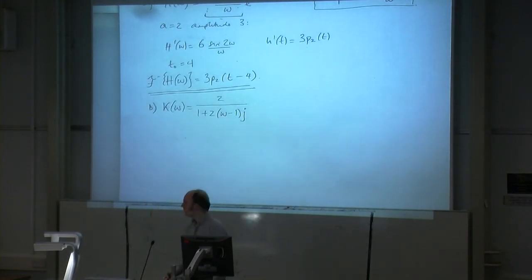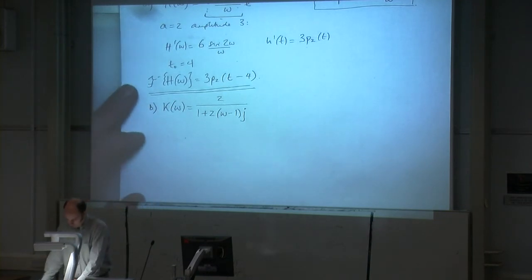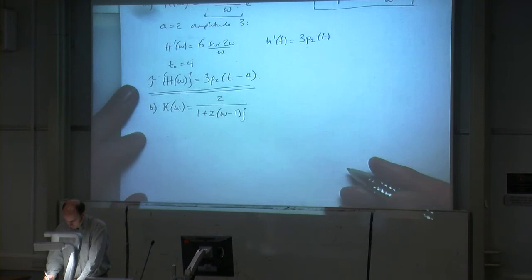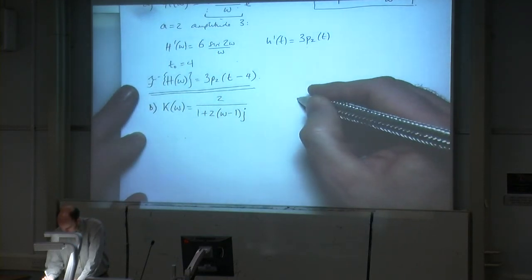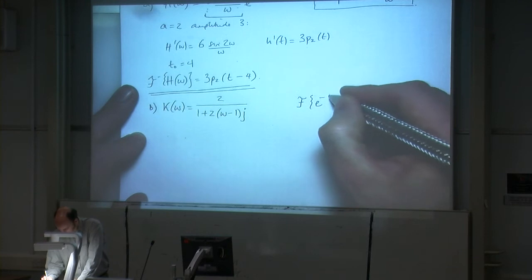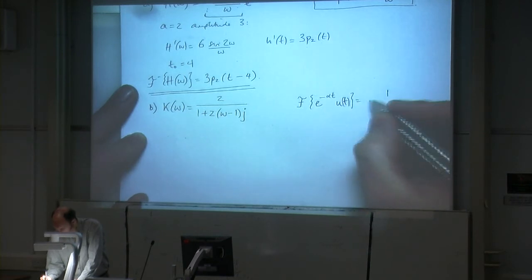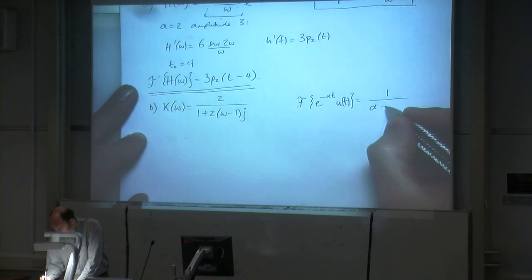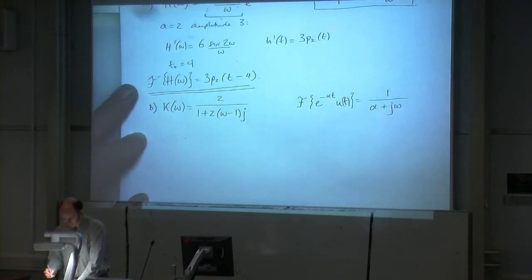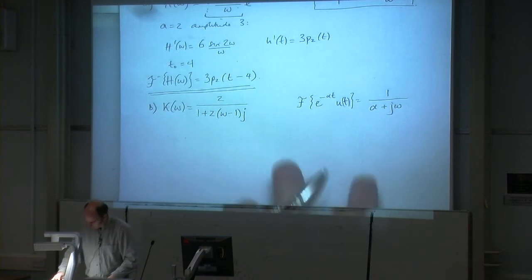Question B gives us another frequency domain signal that looks a bit like this. And we know the Fourier transform of e to the minus alpha t u(t) looks similar. We have 1 over alpha plus j omega. So it looks similar, but there are some significant differences. But knowing this pair, we can solve for this problem.